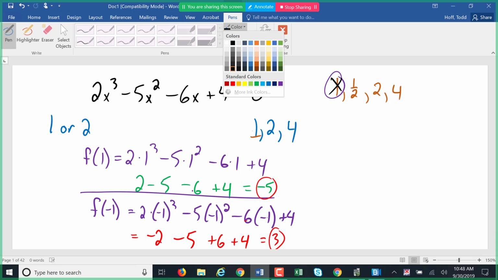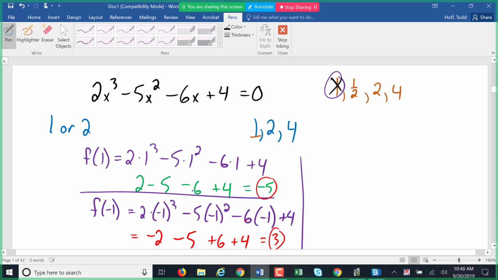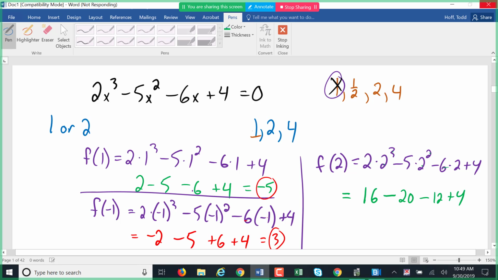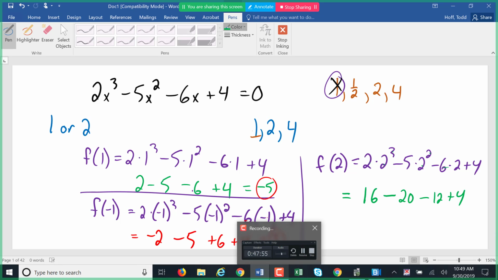Now 1/2 is a definite possibility, but rather than plug a fraction into this, let's eliminate the other possibilities. So let's do f of 2 first. So that's 2 times 2 to the third power minus 5 times 2 squared minus 6 times 2 plus 4. I'll slow down for a second, let you catch up. Two to the third is 8 times 2 is 16 minus 2 squared is 4 times 5 is 20 minus 6 times 2 is 12 plus 4. That all adds up to, oops, hopefully a word here stays with me. There we go.